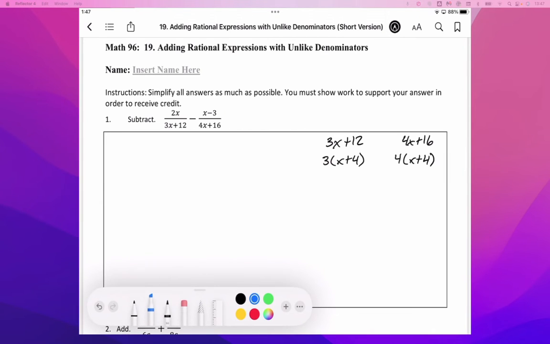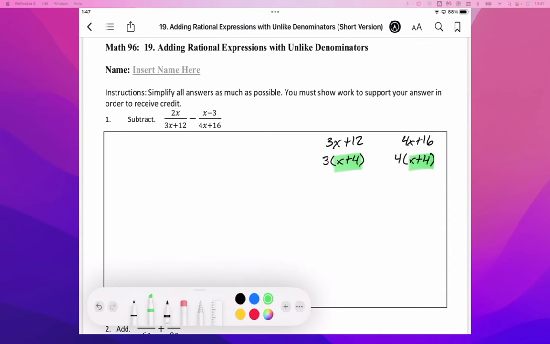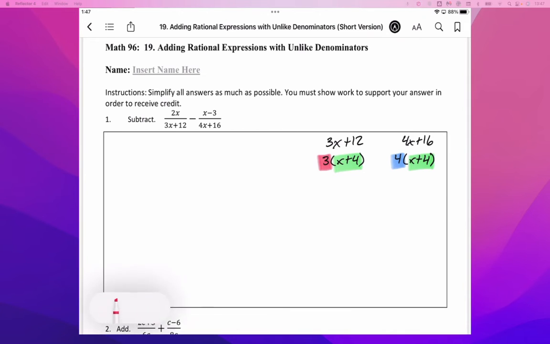So now we can see that the unique factors are x plus 4 is one factor, and 4 is a factor, and 3 is a factor. So we have 3 unique factors here. We have a 3, we have a 4, and we have an x plus 4. So if we multiply those 3 things together, we'll get a common denominator for our fraction on the left.